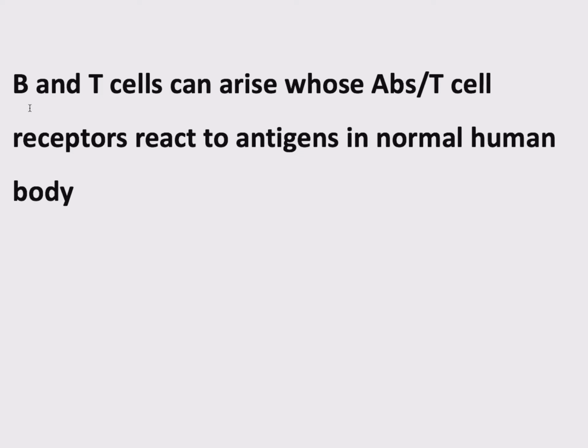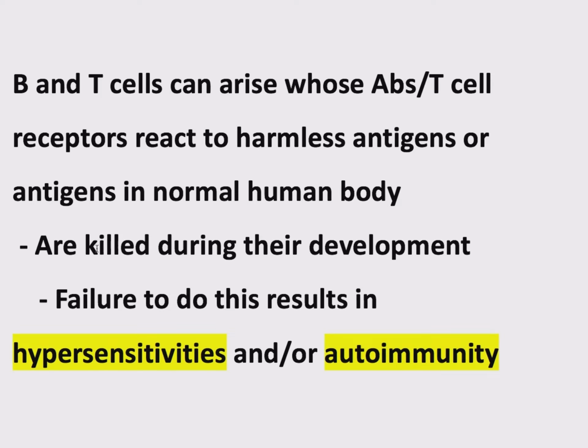All of these have very lengthy, complex developmental cycles, like boot camp, I suppose, if we're continuing the military analogies. And if they have a tendency to shoot their teammates, or whatever you want to do the analogy for, they're supposed to be taken care of, destroyed during development. So these self-reacting B or T cells are killed during development, or at least they're supposed to be. Failure to do this results in hypersensitivities and/or autoimmunity. So this plays a role in autoimmune diseases and in allergies.